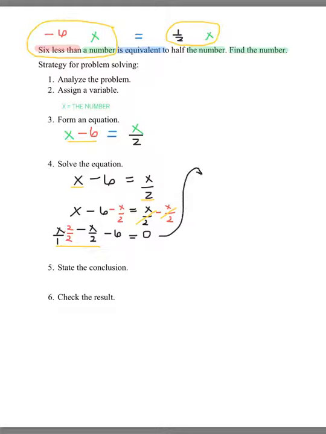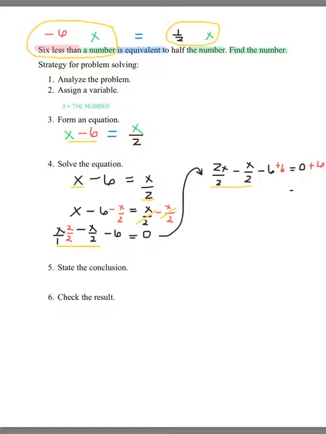So now let's simplify that down. That's going to give us 2x over 2 minus x over 2 minus 6 is equal to 0. Okay. So what I want to do is get all the variables on one side and only the variables. So I'm going to have to eliminate that minus 6. The only way to do so is by adding 6 to both sides. So I'm going to go ahead and plus 6, not just to one side, but to both sides.